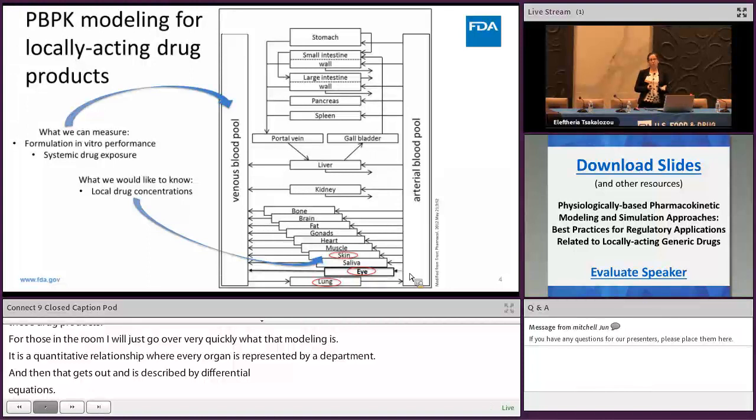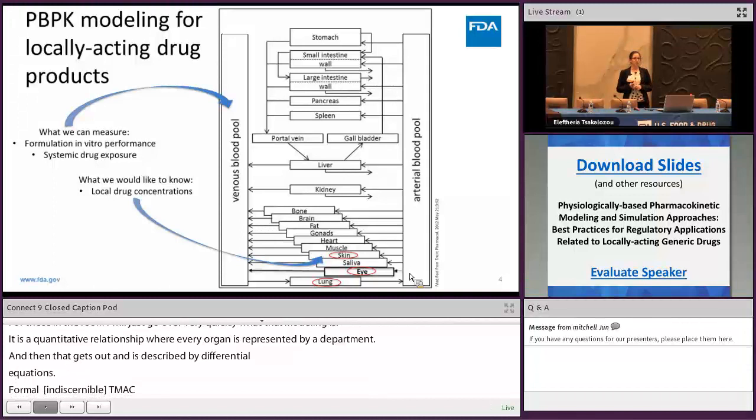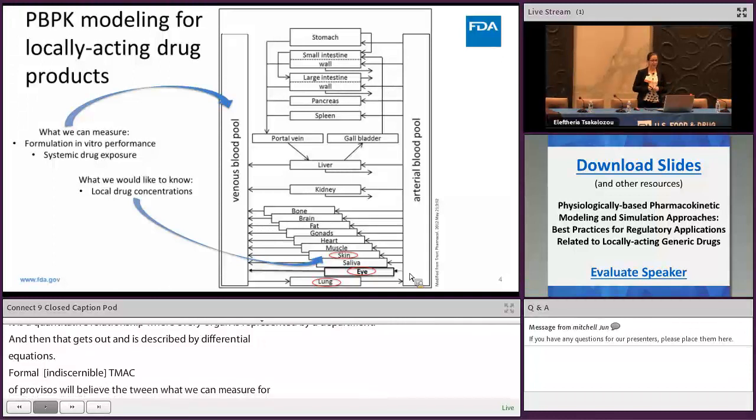The strength of this modeling approach is that it can provide us with the link between what we can measure, which will be formulation attributes or systemic drug exposure, and what we would like to know, and that would be local drug concentrations. And this is key when we are trying to establish bioequivalence for these locally acting products.